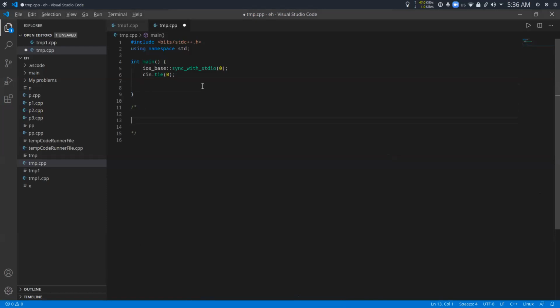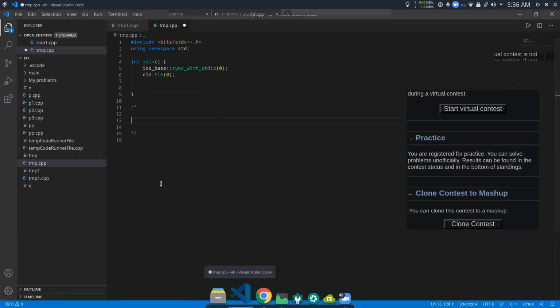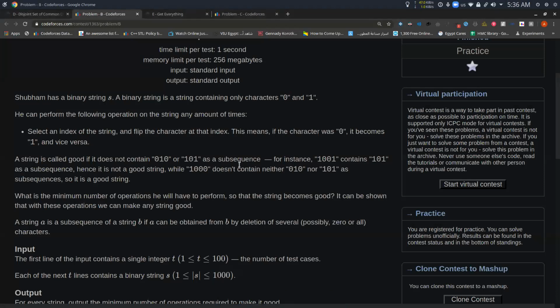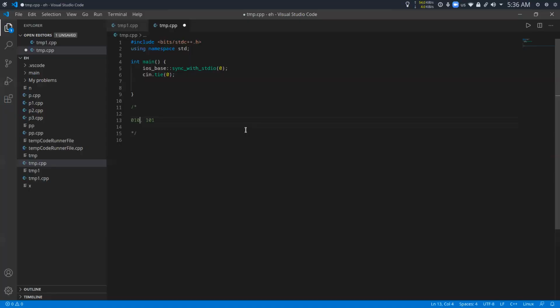So let's make the following observations about the string being good. We want to make it good, but what's meant by good? The string shouldn't have 010 or 101 as a subsequence. Subsequence means that it shouldn't have 010 as any elements in this order in the string. So if we have a string like this, it's clearly not good because we have 010 here and 010 here.